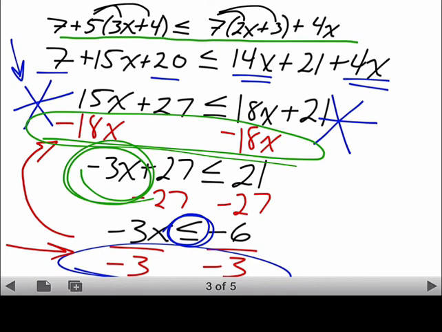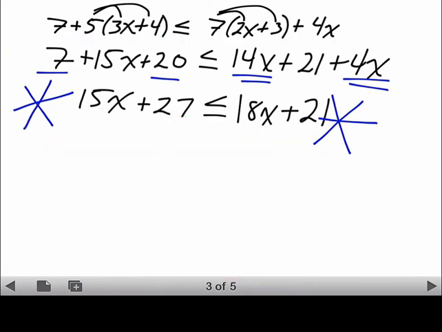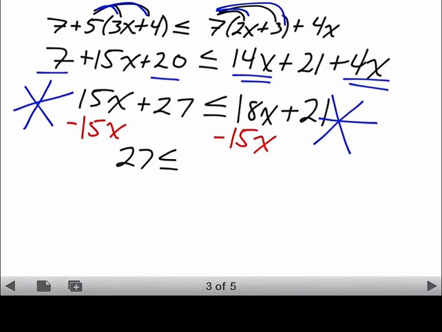I'm going to clean some of this up here. Okay, so in this previous example, we had already distributed to clear the parentheses. We had collected some like terms, and at this step we subtracted 18x and ended up with that negative 3, right? Okay, so instead of subtracting 18x from both sides, we're going to instead subtract 15x from both sides. And what this will do is it'll make it so that we have a positive coefficient on our variable.